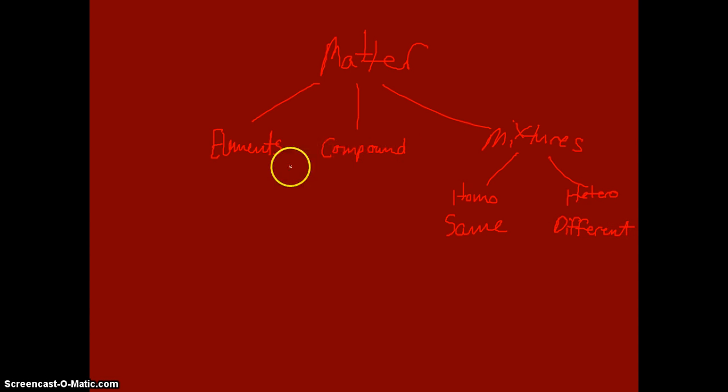Usually the toughest thing to tell apart then is elements or compounds. Elements, remember, must be on the periodic table. If they're not there, they're not an element. And a compound has to have a formula. So something like water, for example.